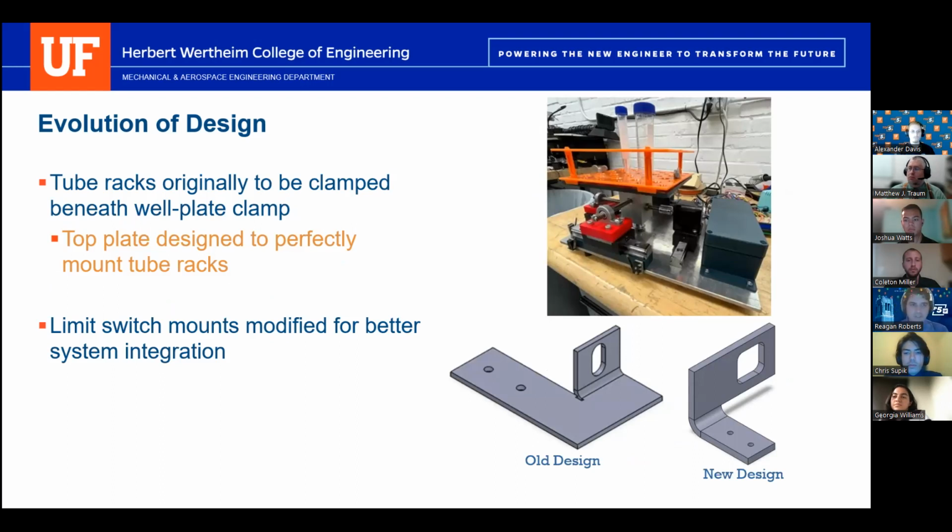Along with that, the limit switch mounts were modified so that they could be more easily fit underneath the base plate. The old design wasn't quite long enough to have the limit switches interact with the blocks on the rails, so they would just go over them and not engage. It also made it more difficult to fasten them without having additional fasteners underneath the base plate.